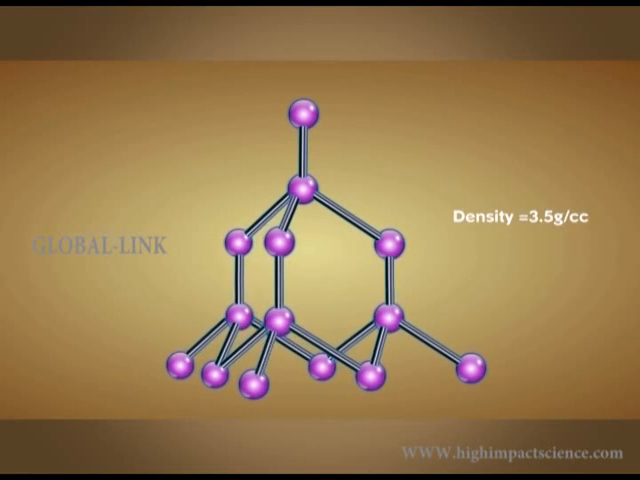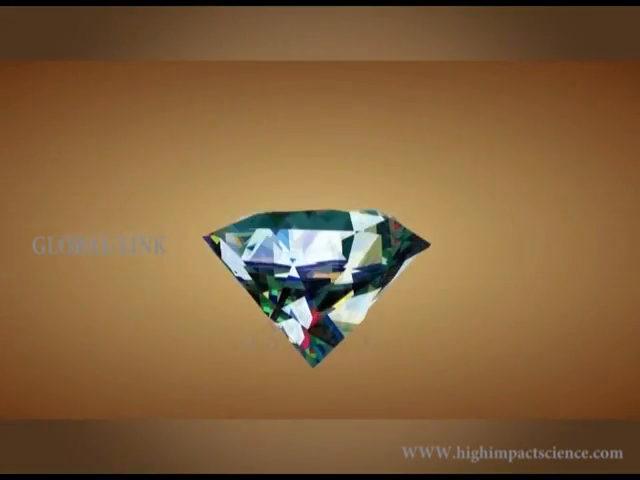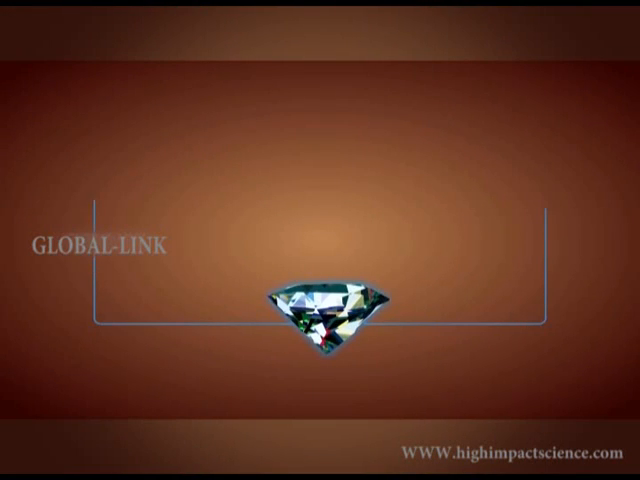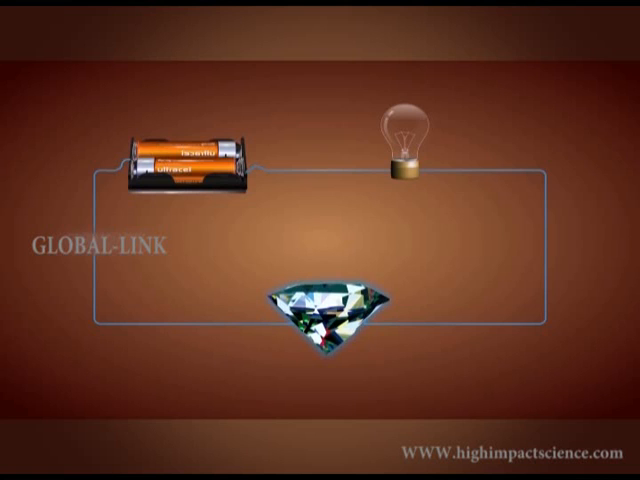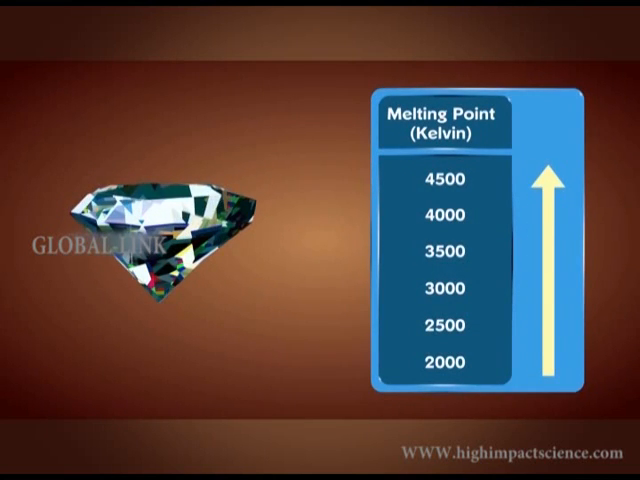Here, no electrons are available as they are all involved in bonding. Because of the absence of free electrons, diamond is a bad conductor of electricity. Diamond has a high melting point of 400 Kelvin or more.